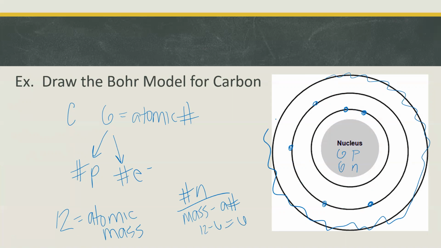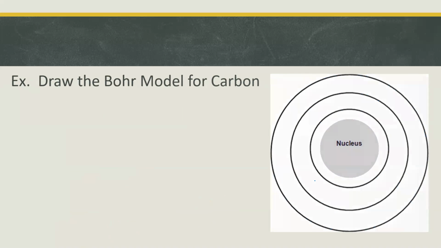You don't need it. Okay, so you're going to have the nucleus kind of shaded. You don't have to write nucleus, but 6p, 6n. And they're going to have the first level with 2 electrons, and that's all the first level can hold. You need a second circle for the second level, and that can hold 1, 2, 3, 4, up to 8. And that gives us a total of 6 electrons. So that's the Bohr model for carbon. Let's try another.